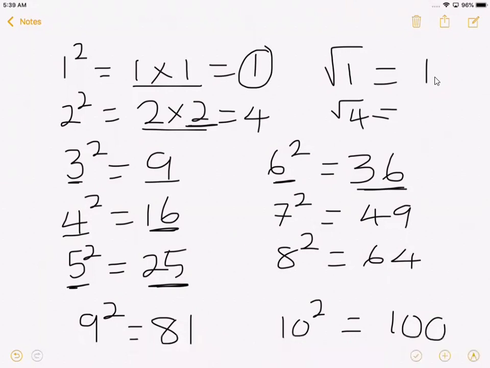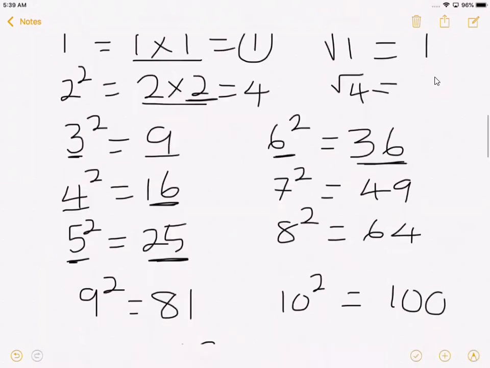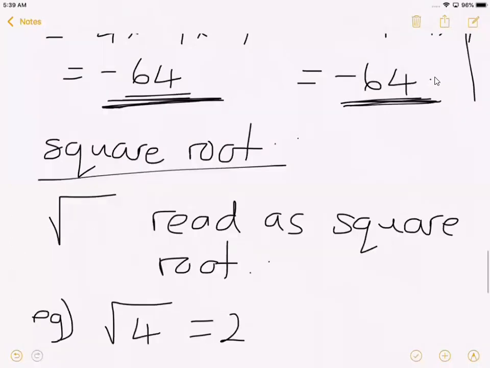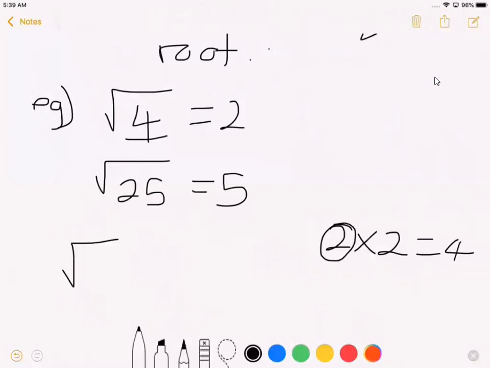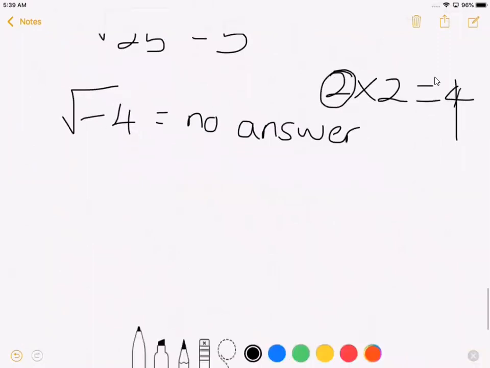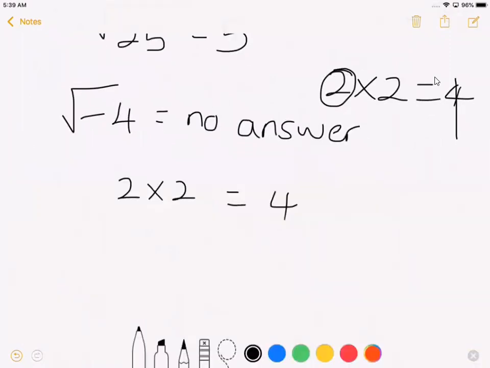Now, what is a square root of a negative number? For a negative number, for example the square root of -4, there is no answer. Because remember, if I say 2 times 2, I get 4. And if I say -2 times -2, a minus and a minus is a plus, I still get 4.